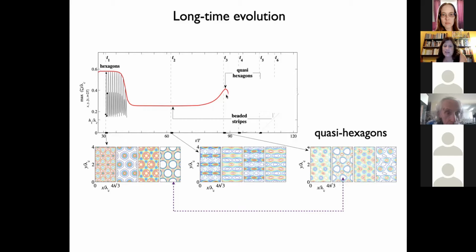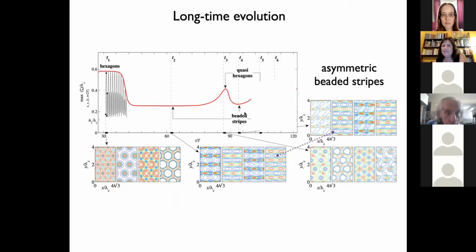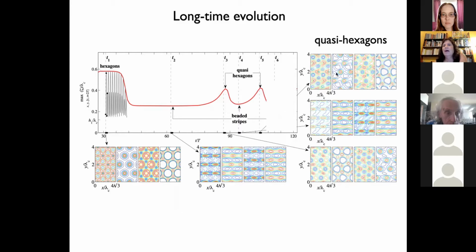And you can see that that one's not finished. It goes back to being like the beaded stripes, but not exactly. It's slightly less symmetric. And then we got this pattern again, these quasi-hexagons, but they're not the same, because this period means something, 0 to t, that is to say, there's a certain phase by which we're oscillating. So it means something that this happens in the last picture and that this happens in the second picture. And so these are a different version of this.